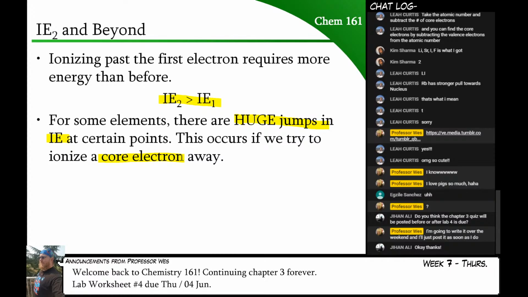So what I mean by that is, like, if I had sodium, it has one valence electron. So if I tried to ionize a second electron away, the second electron I would be taking would have been originally a core electron.